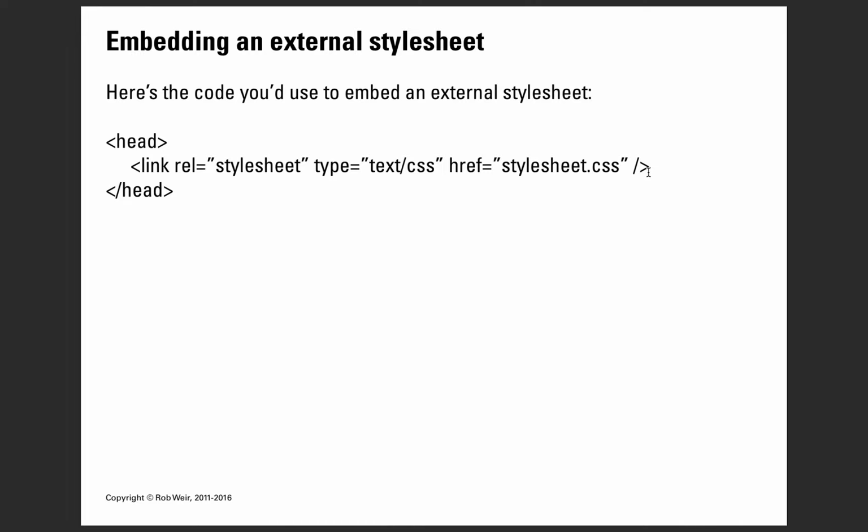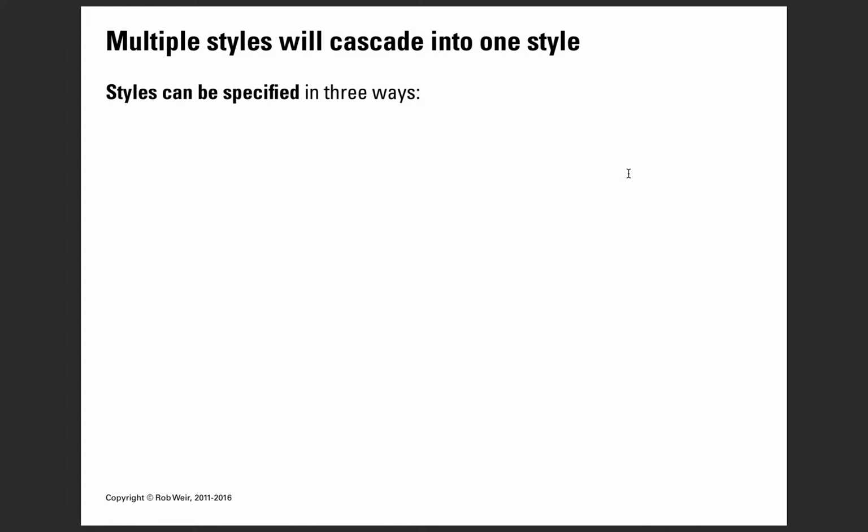So if this is inside a folder called styles, you would write href equals styles/stylesheet.css, or whatever your particular implementation is. That's going to vary a little bit. So multiple styles cascade into one style. That's why we call them cascading style sheets. And so you can specify these styles in three different ways.